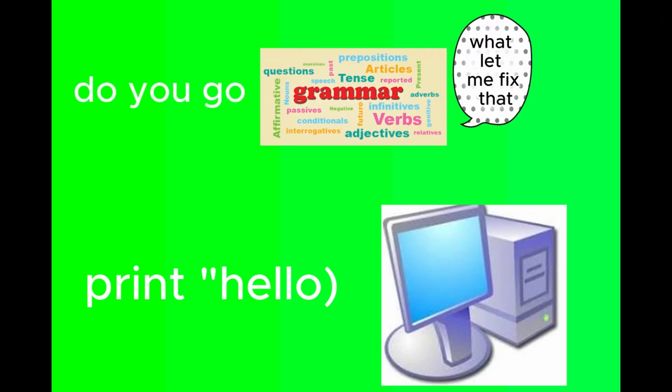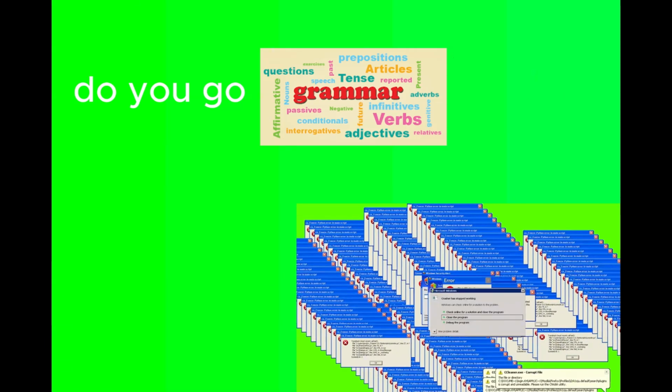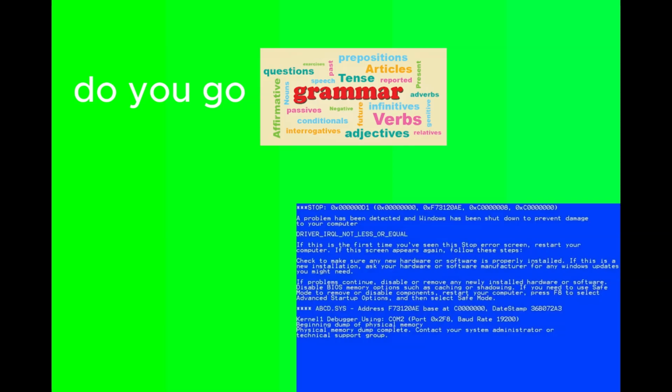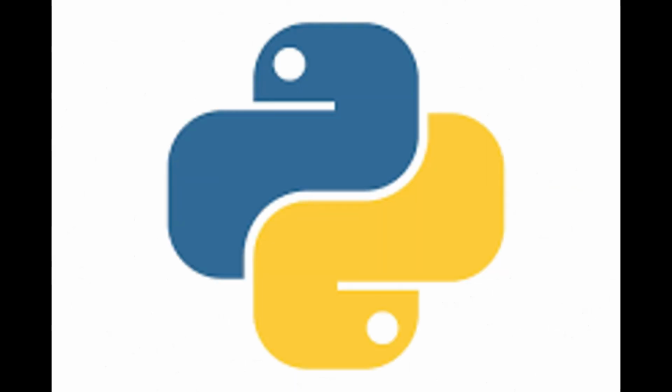Just like grammar, you can't say "you go do", and this is exactly the same in Python. If you make only one mistake, it will be a mess. Just like in the English language we have verbs and nouns, and this is exactly the same in Python.